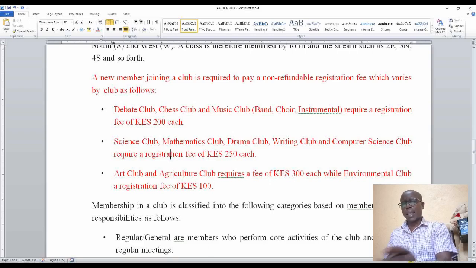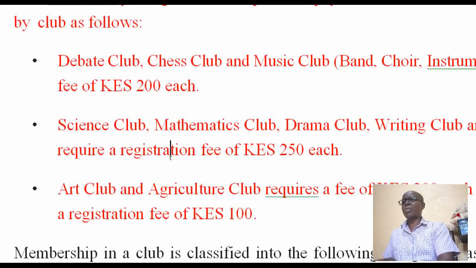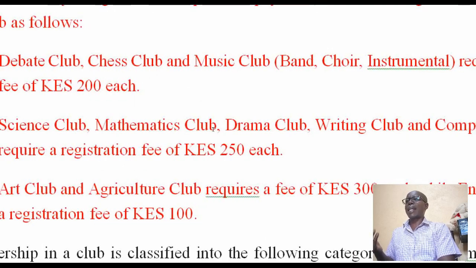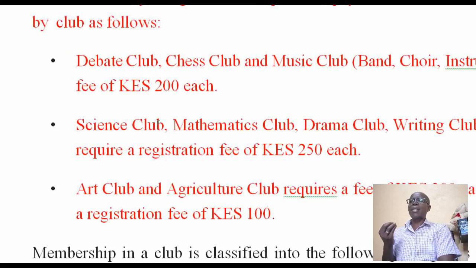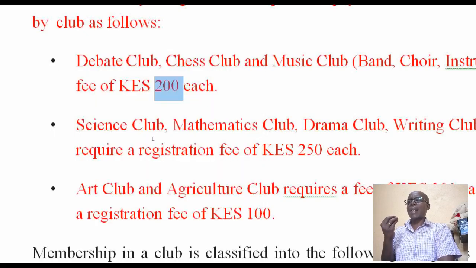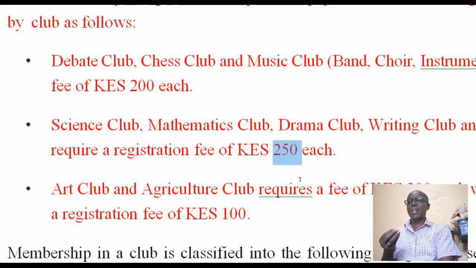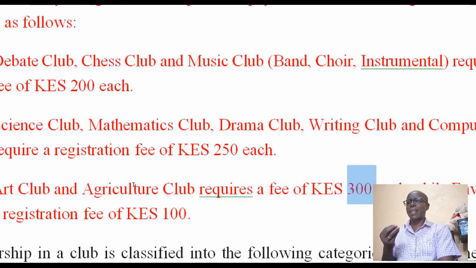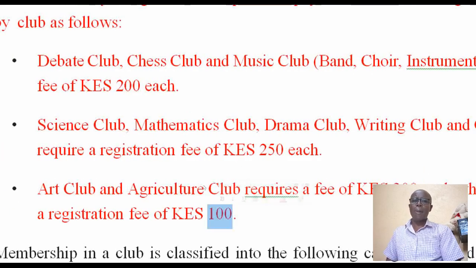It is not an equal amount all through. There are clubs like debate, chess, music, and so on. They are demanding 200 shillings for that category of clubs. And then there is science, maths, and so on, 250. Then there is agriculture, art club, 300. And then there is the environment club, 100 bob. So you notice there is that diversity.